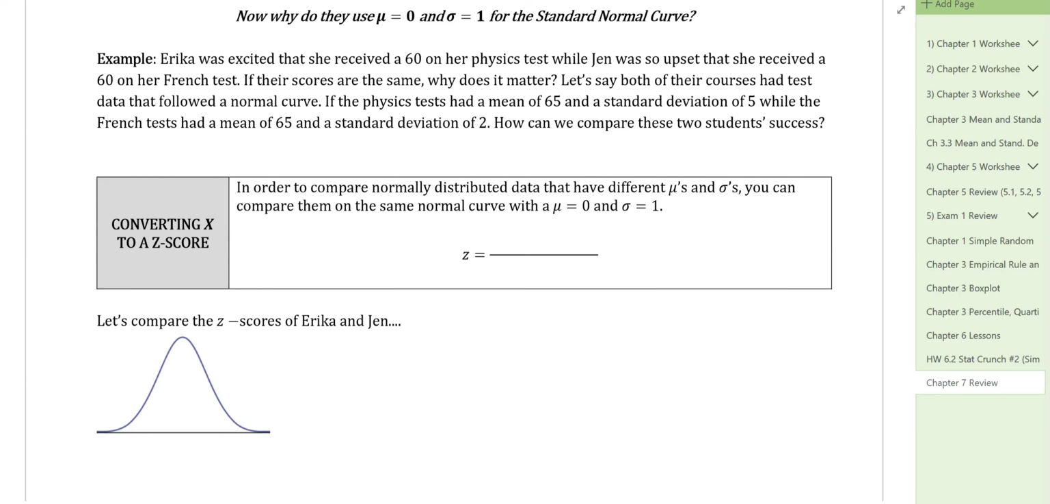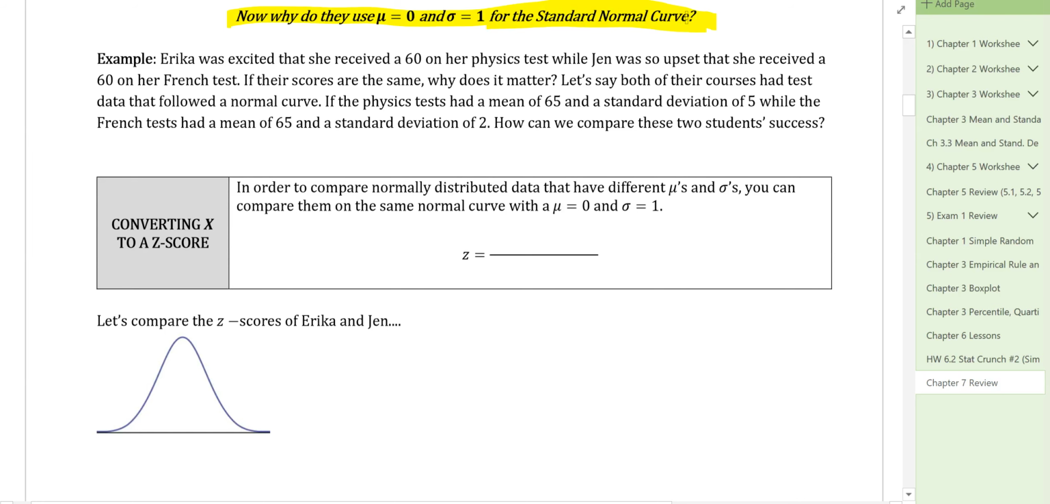Hello, in this lesson, I'm going to review chapter 7.1. For chapter 7, I'm going to do a series of review videos. This is the first one. Okay, first, let's talk about why we use mu equal to 0 and standard deviation equal to 1 for a standard normal curve, right?